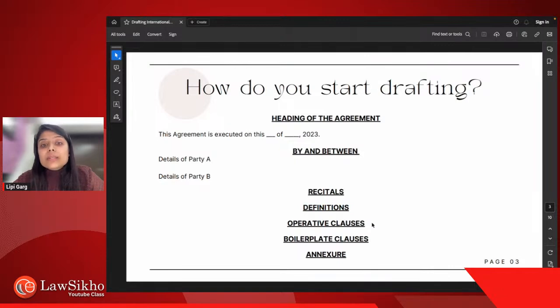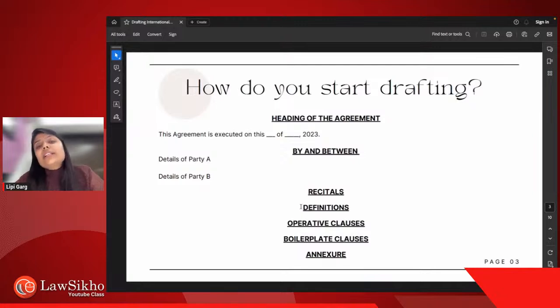A lot of times people ignore this, but it is always a better decision. If you are drafting a comprehensive contract, you should have definitions there, right? So let's say you have taken up any freelancing work, I would always suggest having definitions in your contract without fail.